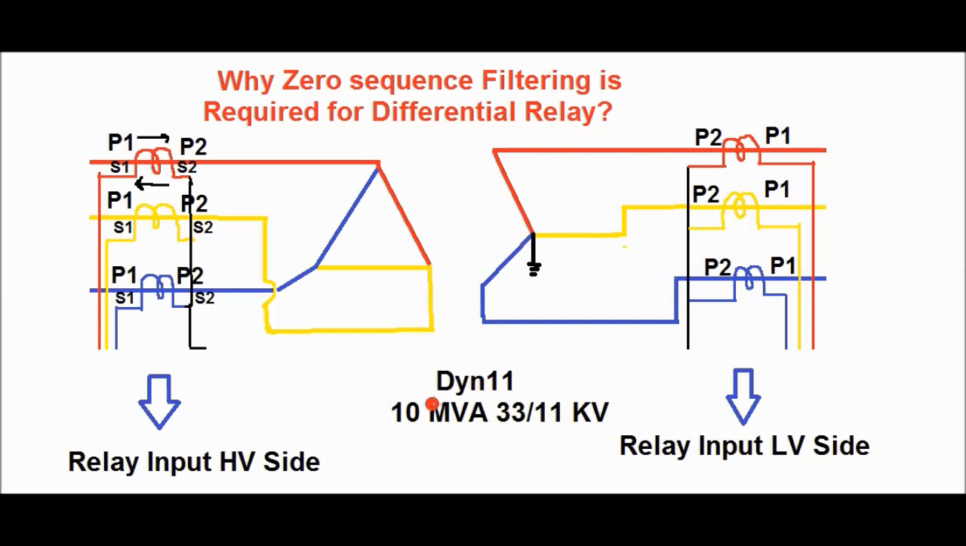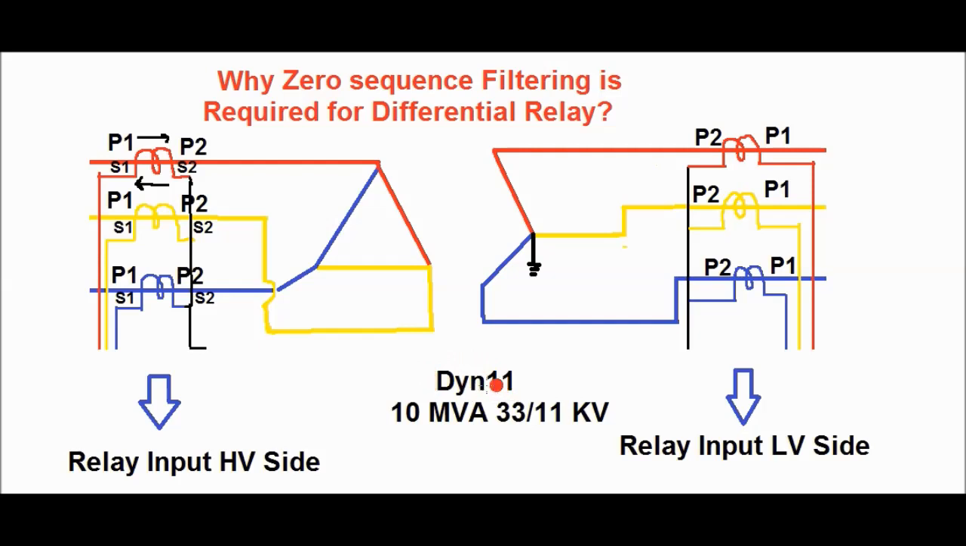So what does DYN11 mean? Since the HV side is delta connected, if we draw a virtual neutral, this will be the virtual neutral and this will be the red phase. With respect to this red phase induced voltage, the red phase induced voltage in the LV side will be leading that of the HV side by 30 degrees. That is why it is DYN11 type.